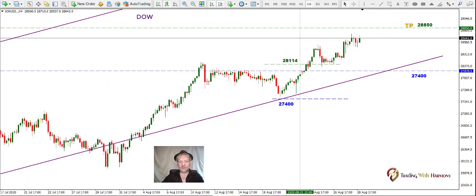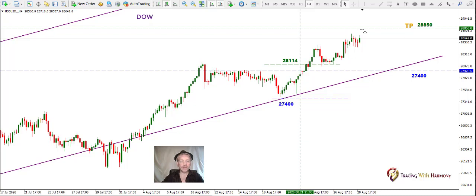So last week we finished at this level here, and what I was looking for was for price to continue up north and hit our 28.114, which it did. So if you're on that, well done. And then it just stormed up for the rest of the week. But let's see what we're looking for.